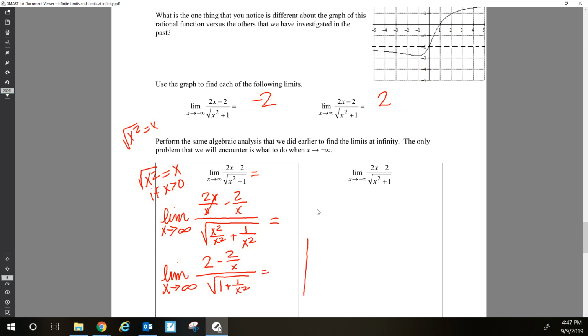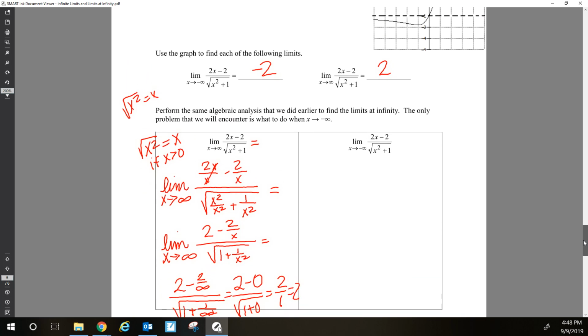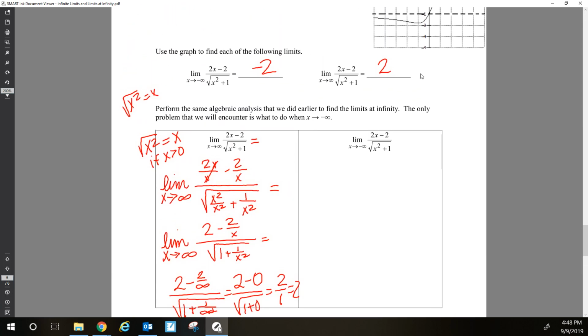And now as x blows up and gets really, really big, what happens to those fractions where x is in the denominator? They get really small. So this is 2 minus 2 over infinity, which goes to 0, over the square root of 1 plus 1 over infinity squared. So 2 minus 0 over the square root of 1 plus 0. That's 2 over 1, which is 2, which is what we said right here. When we're going to positive infinity, it's positive 2.